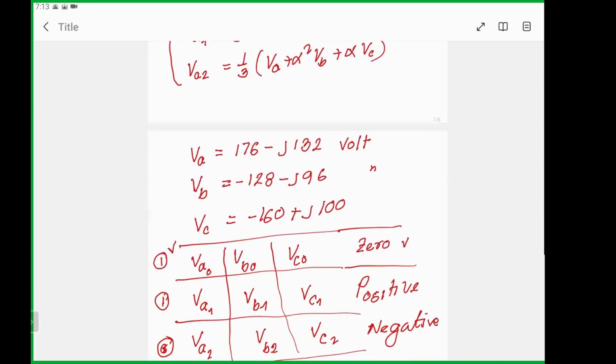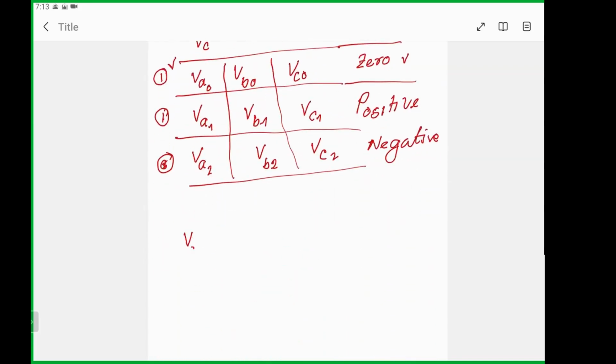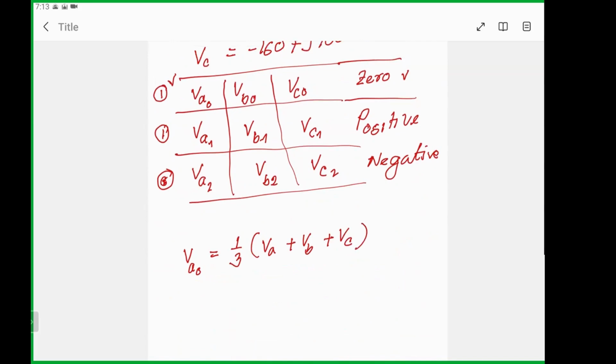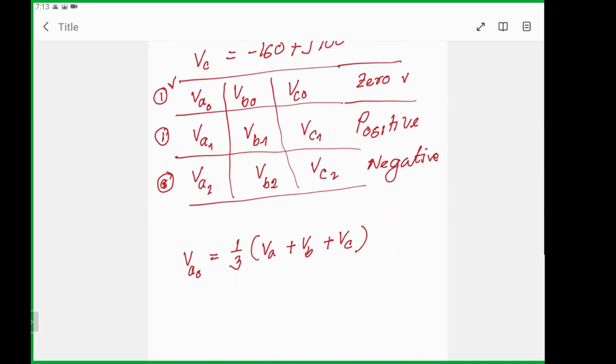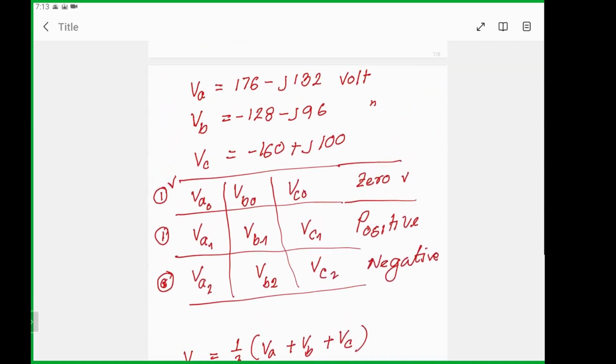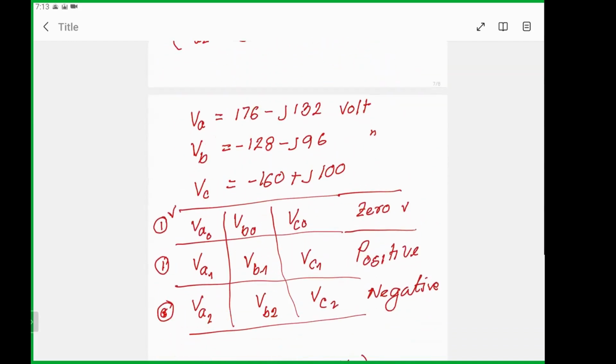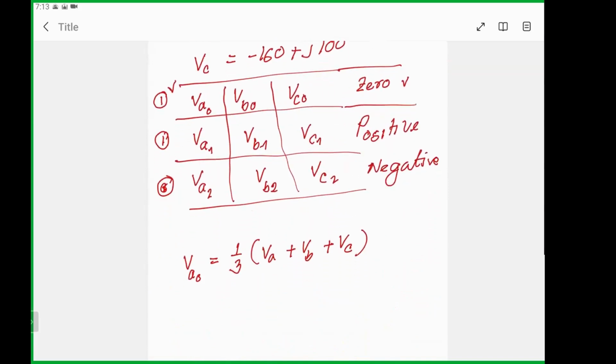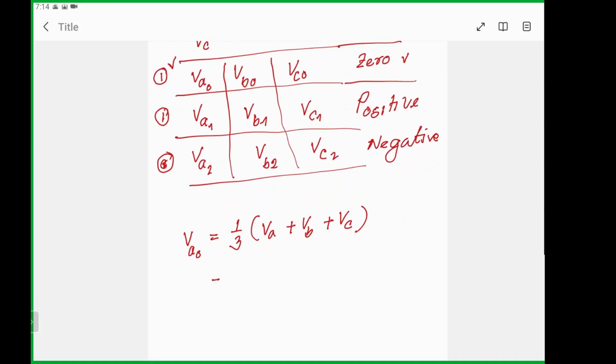So I will write down the first one, VA0, and that is given by 1/3 (VA plus VB plus VC). Right, this is straightforward. You don't need to do anything. We have just 3 components. Rectangular components are given, and rectangular components are good to do the calculation, right? So we are good to go. Just we need to write down the values. So 1/3.